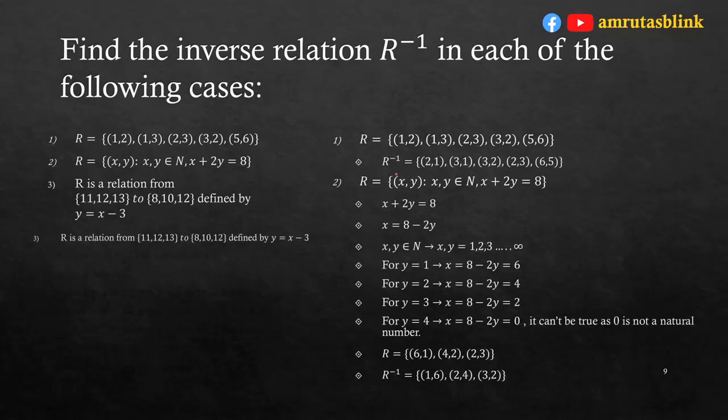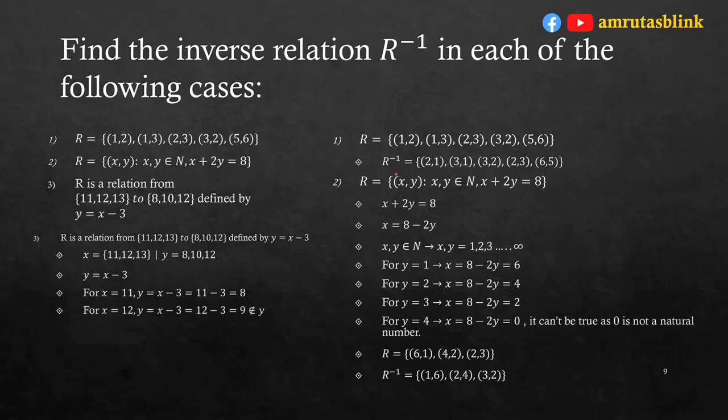Now we'll move to third case. R is a relation from {11, 12, 13} to {8, 10, 12} defined by y = x - 3. Now for the first element x = 11, y will be equal to x - 3, that is 11 - 3 = 8. Now for the second element x = 12, y will be x - 3, as in 12 - 3, which is equal to 9.